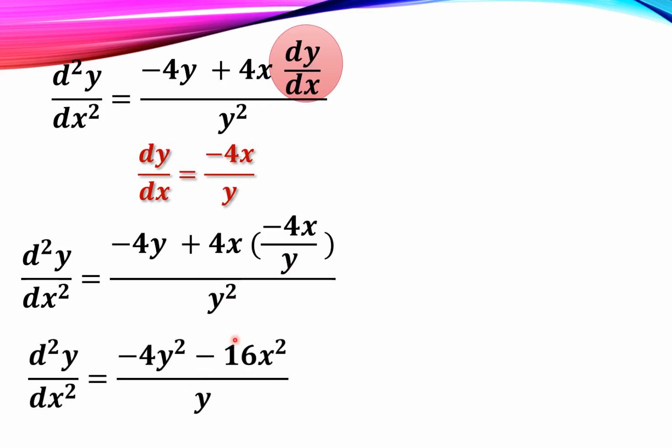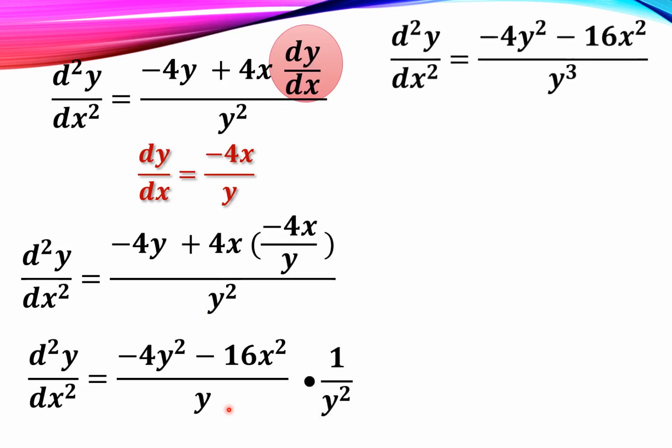So we have to get the LCD, that's why we have here y. y times negative 4y becomes negative 4y squared. Then y divided by y is 1, times negative 16x squared. I hope you can follow. Then we divide it by y squared, or simply we can get the reciprocal and multiply, so we will have times y over y squared. Simplifying this, we will have now this expression. Can you still follow?